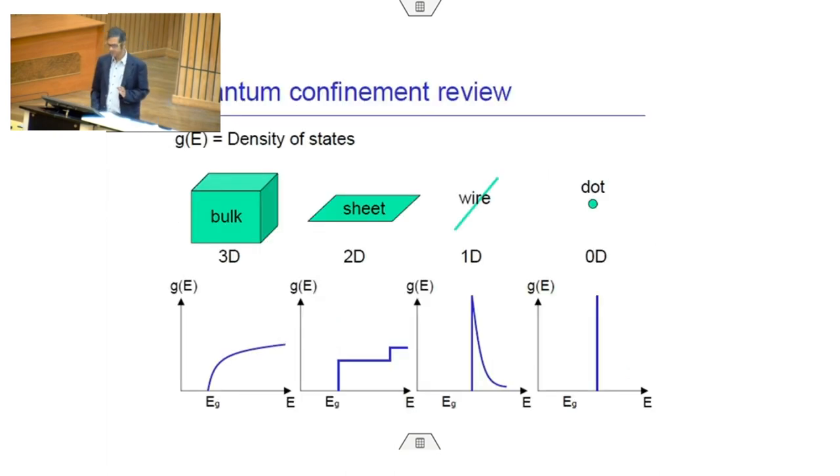This is something which is very, very easily found. Okay? That's because in a sheet, the electrons have unfettered movement. And along the length of a wire, the electrons also have unfettered movement. And in quantum dots, they cannot move at all.